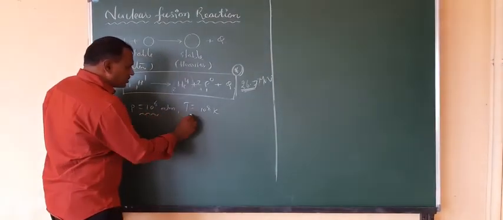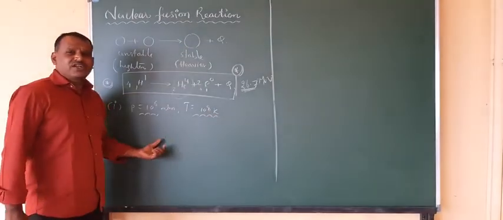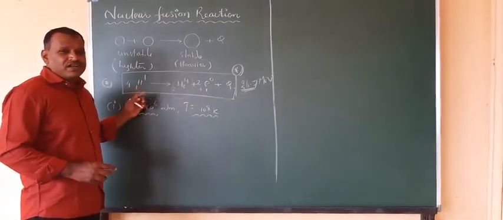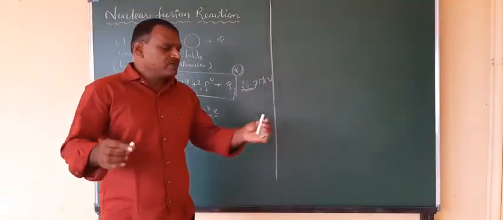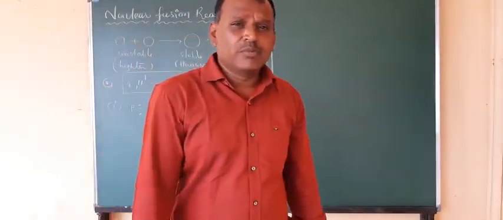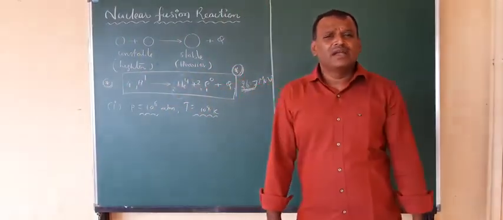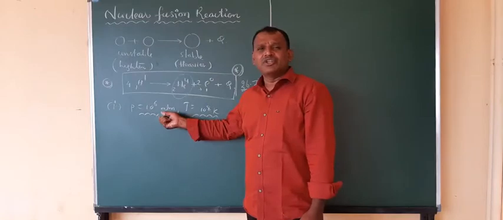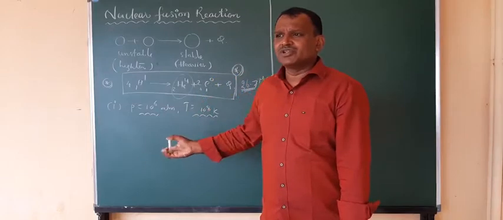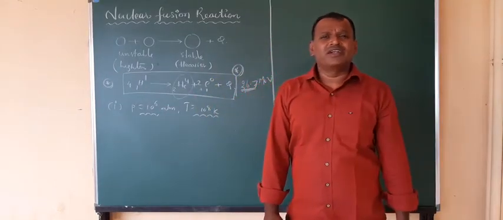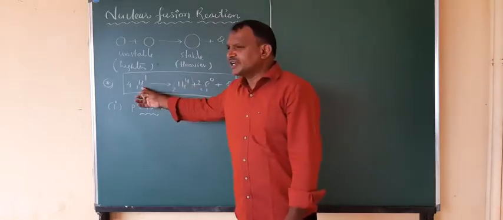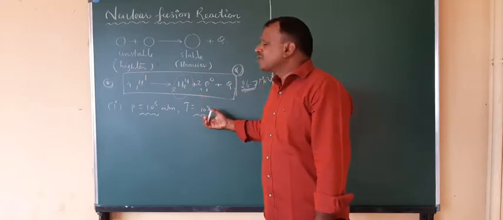So high pressure and high temperature are the conditions under which the fusion of protons can take place. Not at room temperature. At room temperature we cannot make them combine together. The protons can be fused only when very high temperatures and pressures are present, which we can get only inside the core of stars. Because of those conditions, the protons get fused together and we get this reaction.